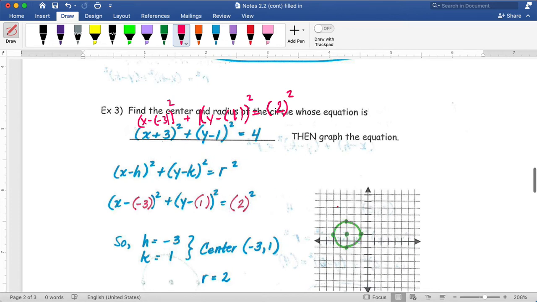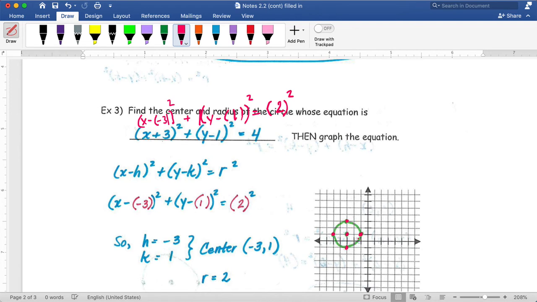All right, so how do we plot this? Well, you plot the center. You go to where x is -1, -2, -3, +1. There's my center. My radius is 2, so from the center, I'm going to go up 2 units. From the center, down 2 units. From the center to the right, 2 units. From the center to the left, 2 units. Okay, there are my 4 points on the circle.